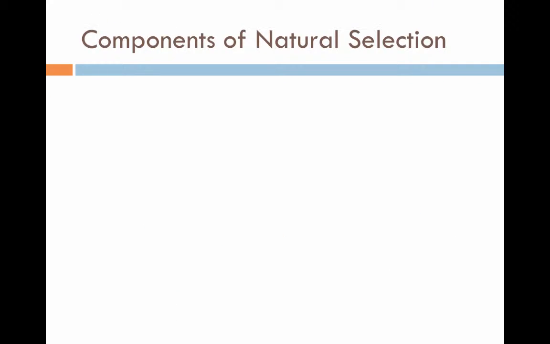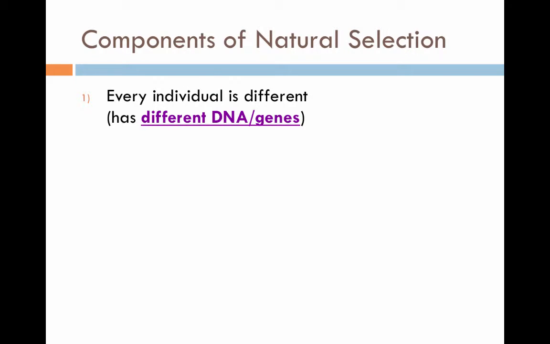So, what is natural selection? We'll first go through the components or parts of natural selection, and then we'll end with an overall definition of natural selection. Remember that every individual is different because they all have different DNA sequences. You can also say that they have different gene sequences. This means the exact same thing.